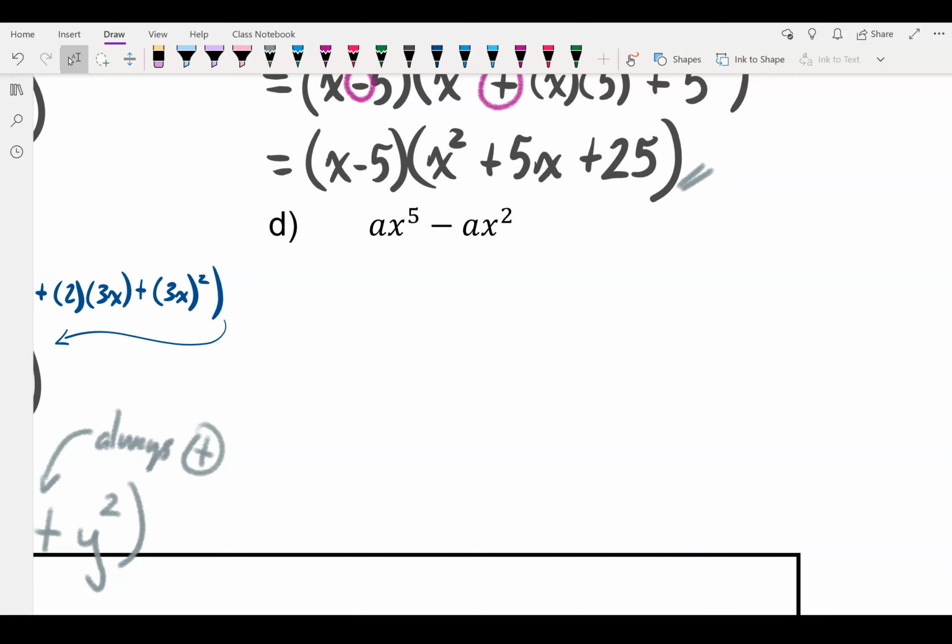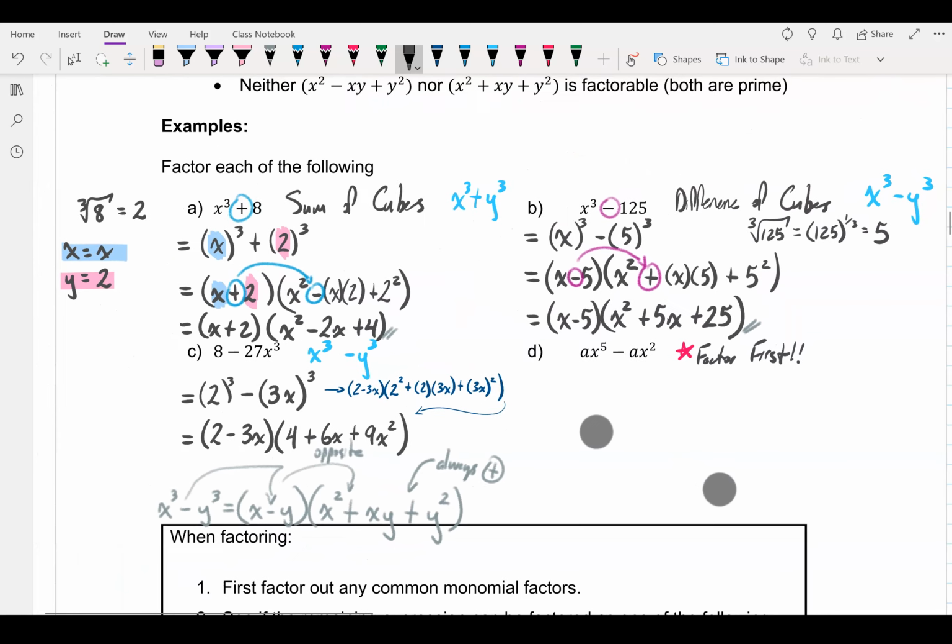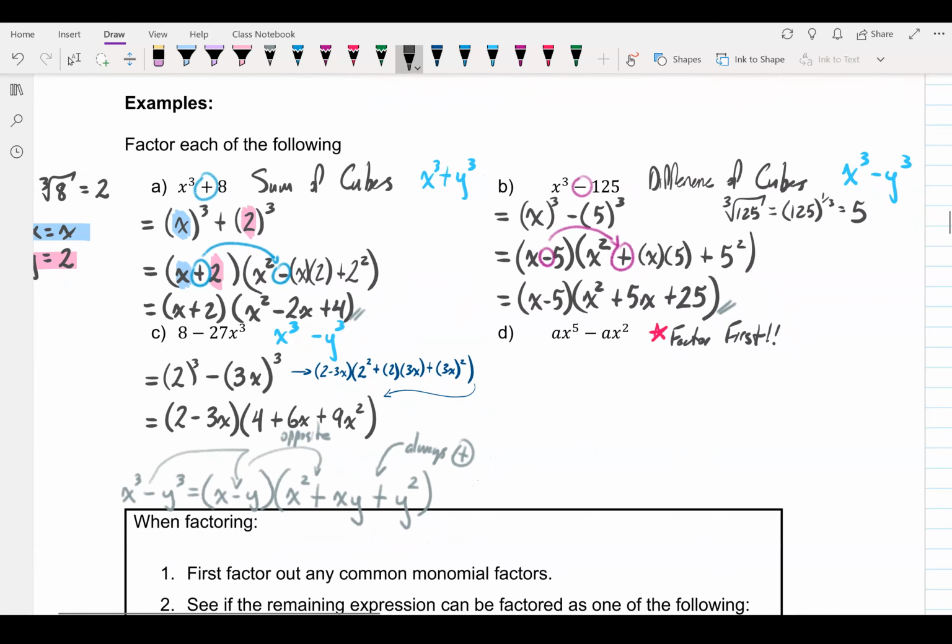D, ax to the power 5 minus ax squared. Well, this looks totally different because it's trying to remind you that you should always factor first. Okay? In every case, all of these cases, we should have factored first. Why didn't I factor first? I didn't factor first for the rest of these because I couldn't. There was no way of factoring first.